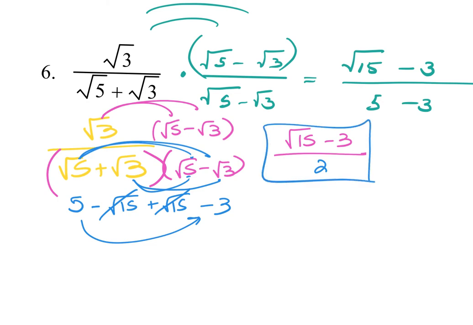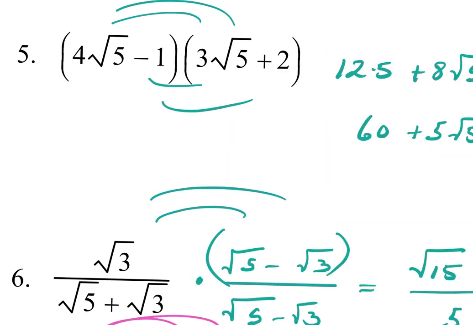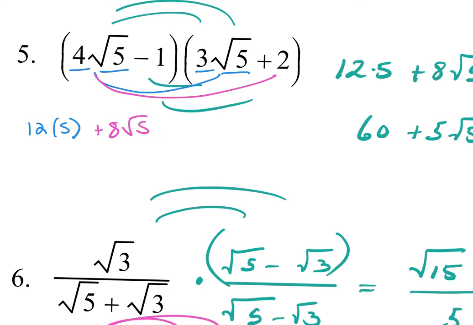All right, we're going to FOIL them out. So 4 root 5 times 3 root 5. I'm going to do 4 times 3, which is 12. And then square root 5 times square root 5, which is 5. Then I go outer. 4 root 5 times 2 is 8 root 5. You're going to multiply what's on the outside.